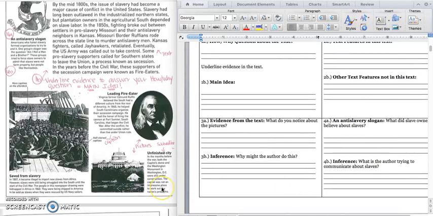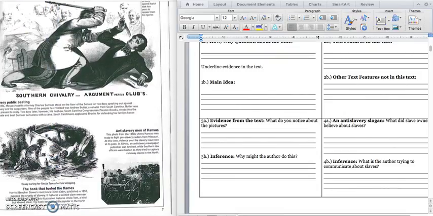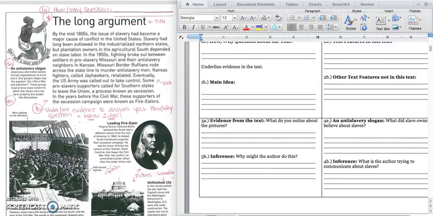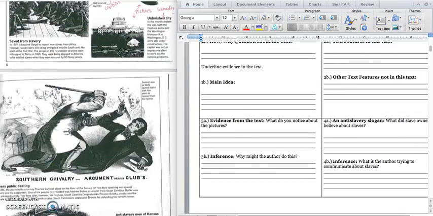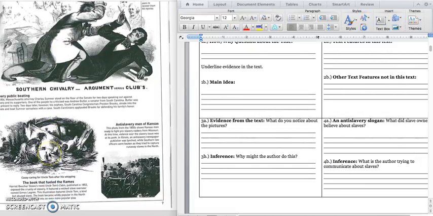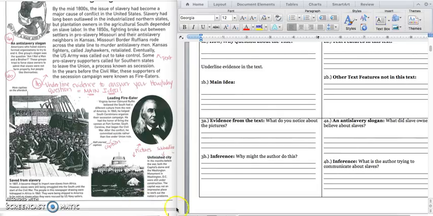And then number 3 asks us, what do you notice about the pictures? And so as I'm thinking aloud, looking over 2 of these pages, I know that some of the pictures are in black and white and some of the pictures are in color. I also notice that the pictures are different sizes. I'm going to silently write that down in 3A.